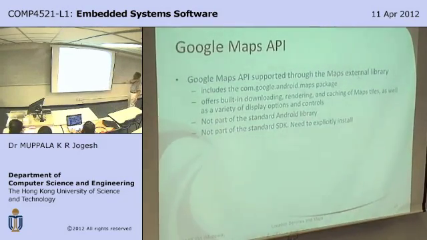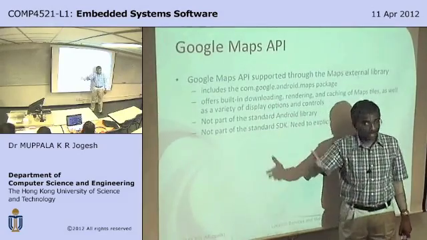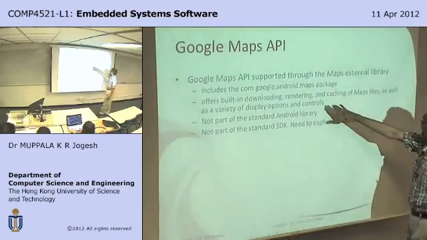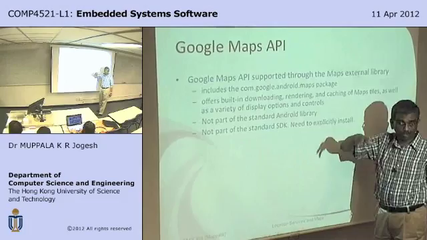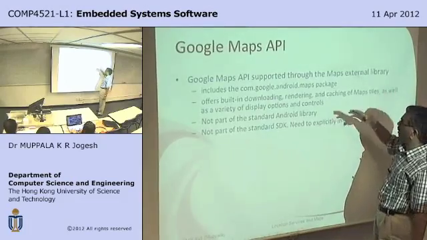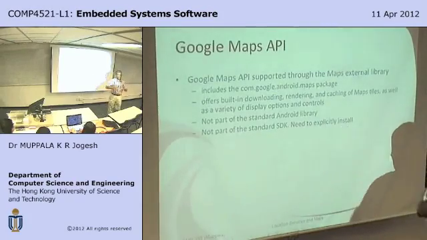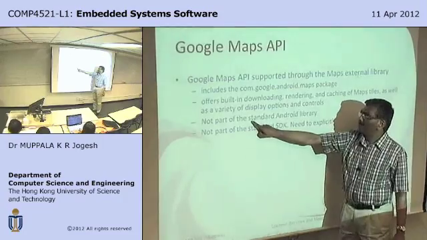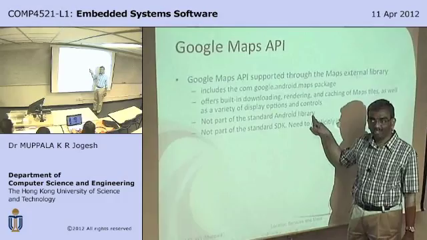And what this package allows you to do is download map fragments to display on the screen, things like rendering and caching of maps, map tiles. Remember, maps come in the form of tiles that are displayed on the screen. Depending upon the zoom level, you will have tiles of different sizes and so on. And all these things. Again, important to note that this is not part of the standard Android library.